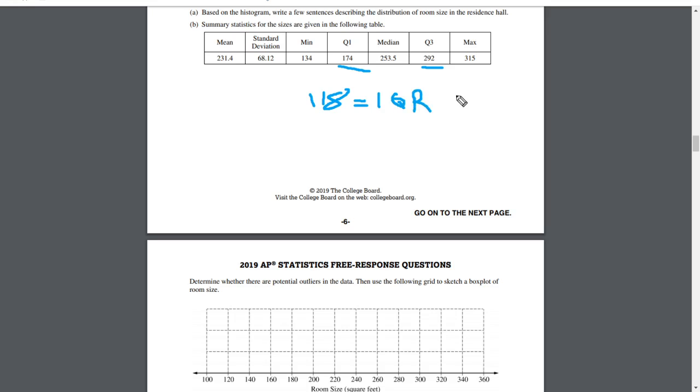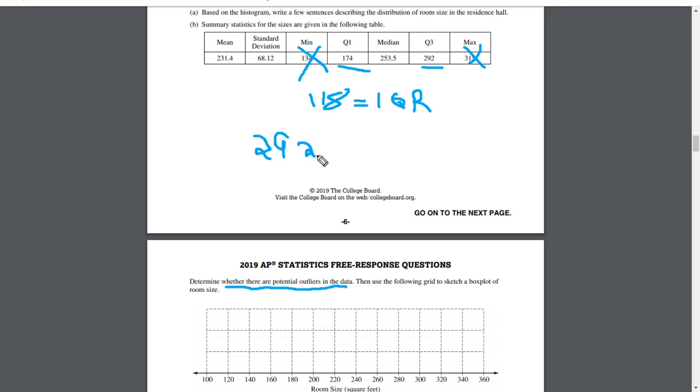All right. So if we multiply this by 1.5 and add it to 292, we get a number larger than 315. There is not an outlier on the maximum side. If we take our IQR, multiply it by 1.5, and subtract it from 174, we get a number that's less than 0. So there is not an outlier on the minimum side. You should show that work because it specifically asks, determine whether there are potential outliers. So you should show that work.